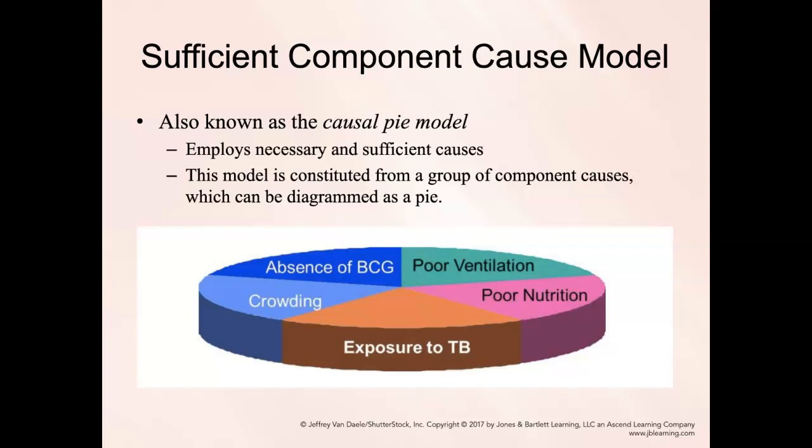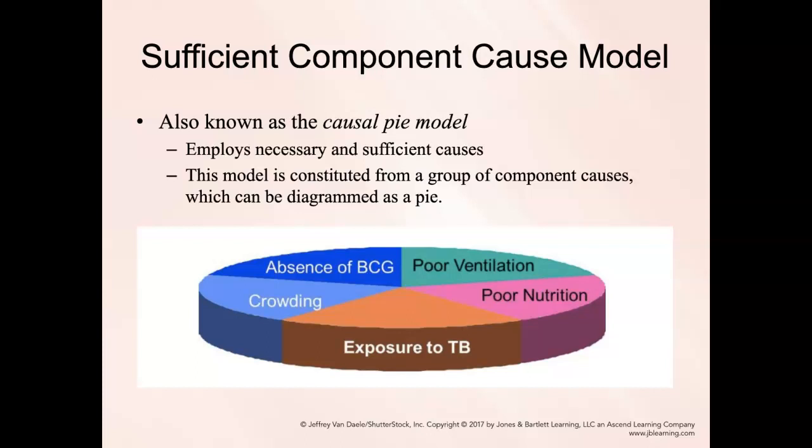So in this example in the slide, we are talking about the development of tuberculosis infection. What we've done with this model is build all of these different factors that we think all come together. And if they are all present, everything in this pie, all of those slices, then it's a sufficient component cause model. That whole pie, if all of those slices are there, is sufficient to cause the outcome. So if exposure to TB, poor nutrition, poor ventilation, absence of a vaccine and crowding are all here, then a tuberculosis infection is going to happen. If all of these factors or conditions are present, then it is sufficient to produce tuberculosis.